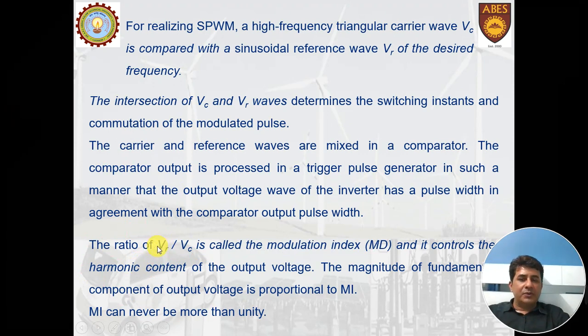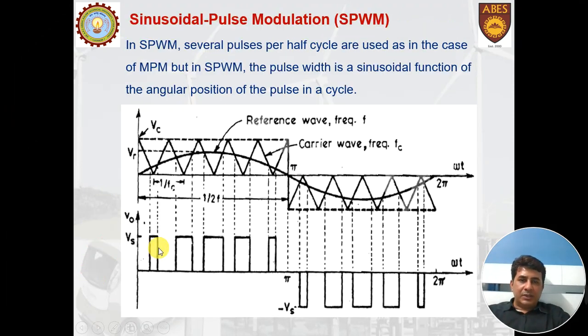VR is the voltage of the reference wave. This sinusoidal wave is the reference wave. For this reference wave, the voltage is VR, and it is the amplitude. So VR is the amplitude of the reference wave and VC is the amplitude of the carrier wave.